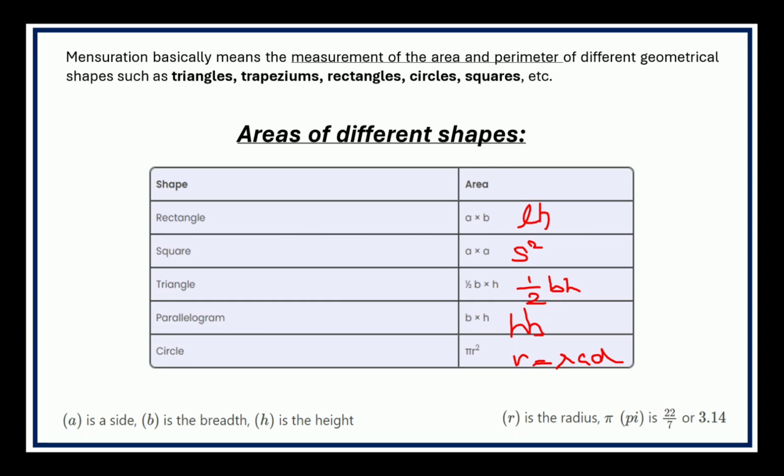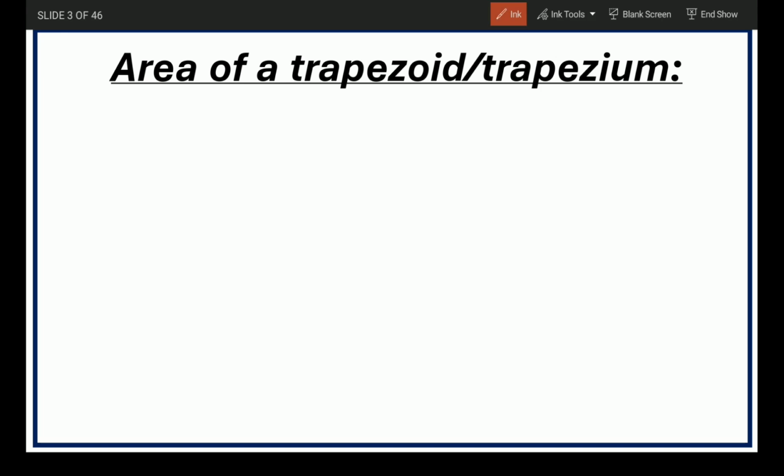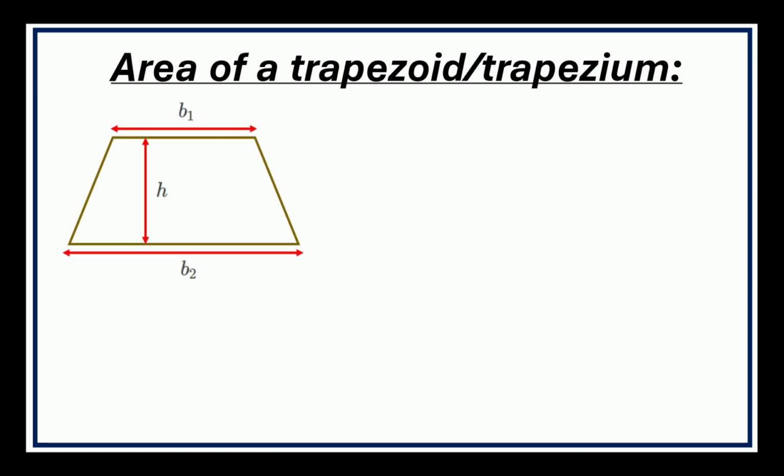Let's now move on to the next slide. We're going to revise some very important shapes, areas and perimeters as we go through this lesson, starting off with the area of a trapezoid, or trapezium. Now, this is what a trapezoid or trapezium looks like.